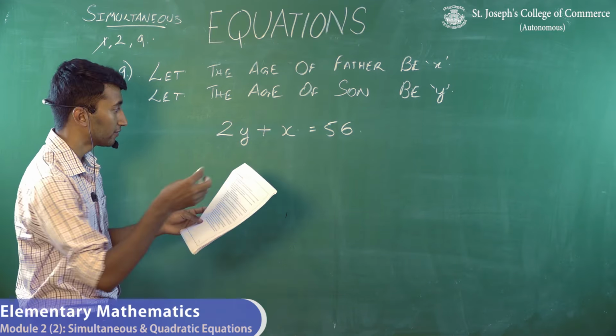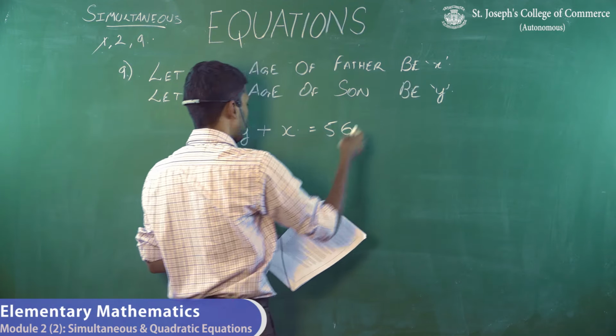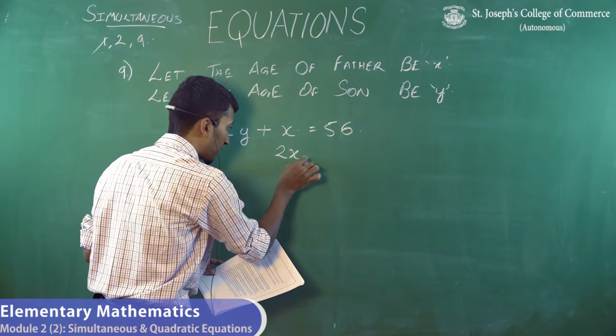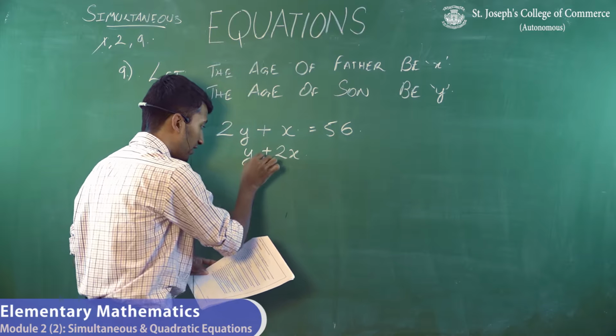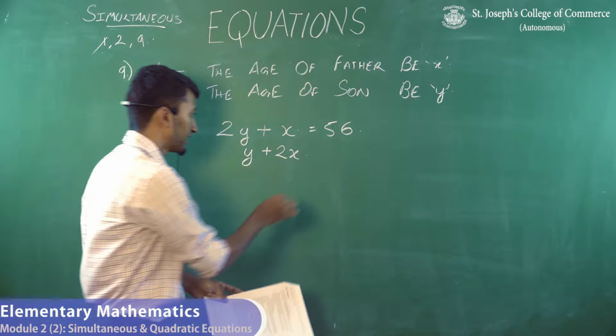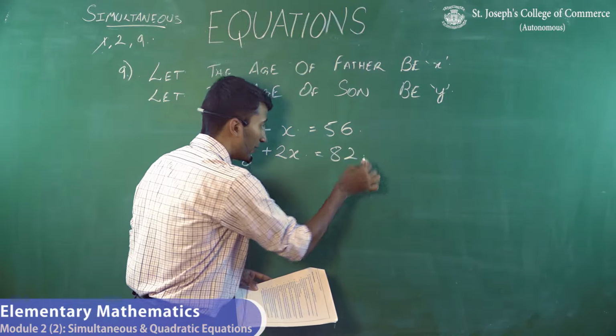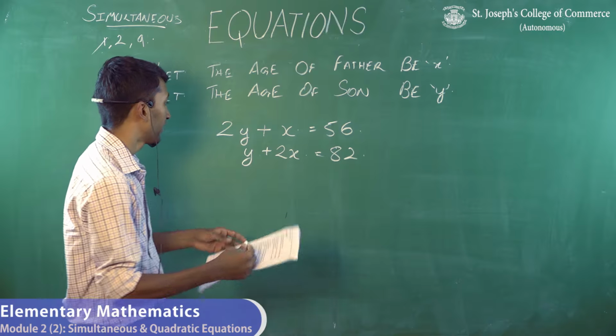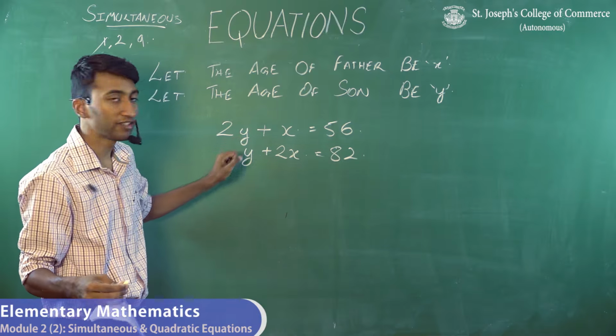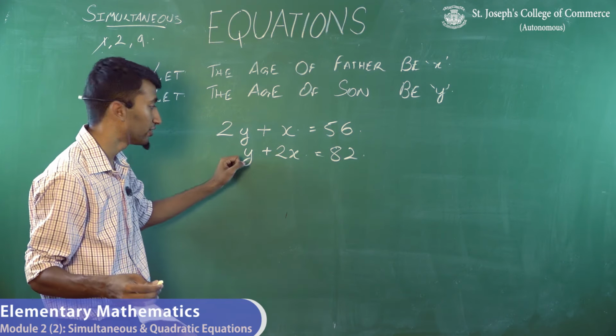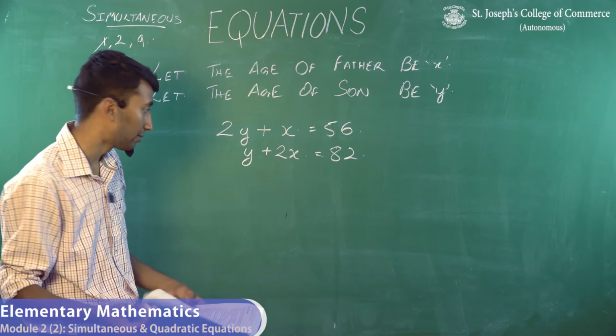So twice the age of the father. So now father's age is x. So twice the age of the father is added to the son. The sum is 82. Whenever you get a sum like this, try to write the corresponding variables under each other so that it is easier for you to solve the sum later on.